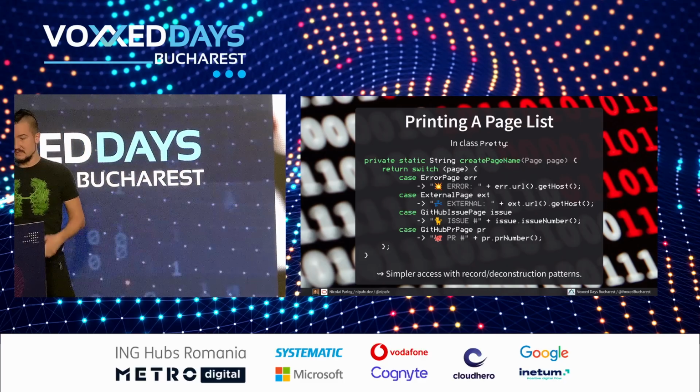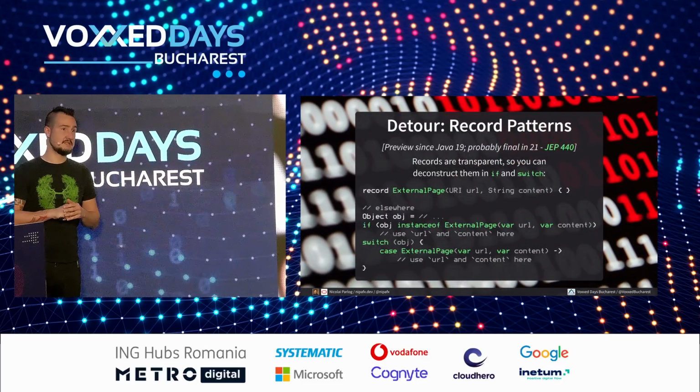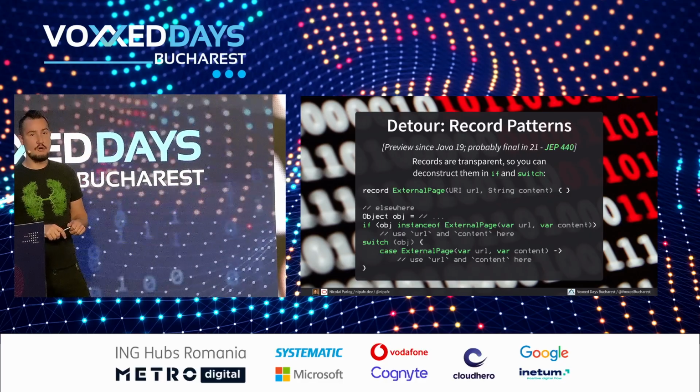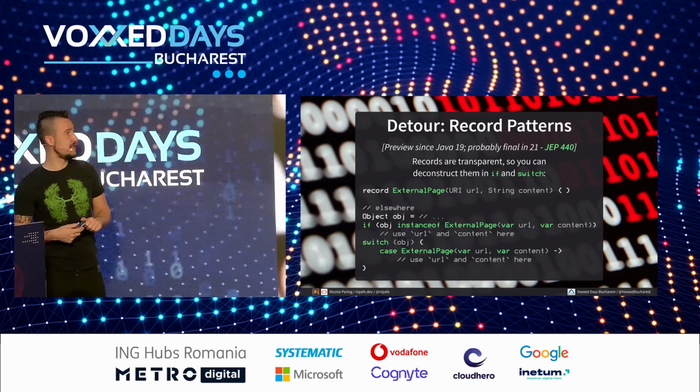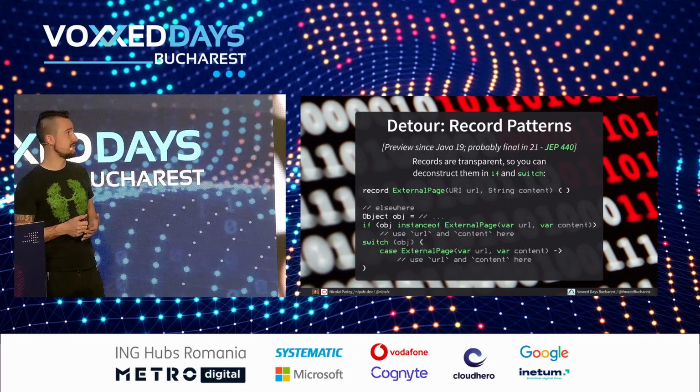Okay, so let's look at record and deconstruction patterns. Record patterns were previewed since Java 19, so they just had their second preview starting yesterday, and the hope is that not much has to change, and if that is the case, then we can have a good chance that we finalize in Java 21 as well.